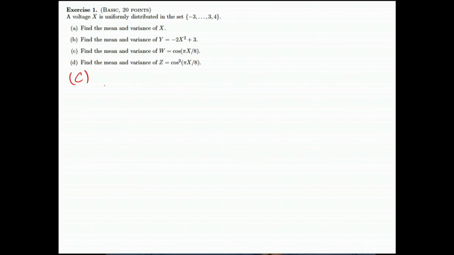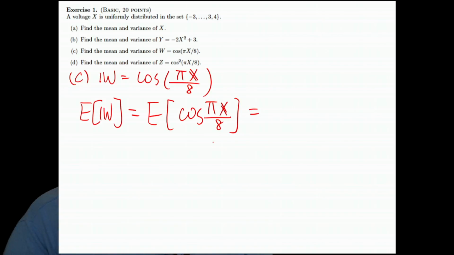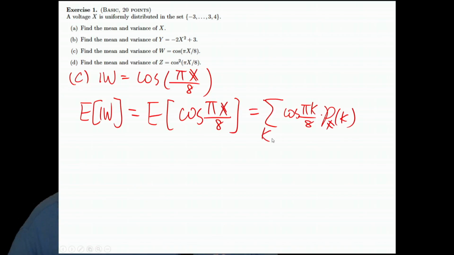Now, the random variable w is cosine pi x divided by 8. We want to find the expectation of w. Since w is cosine pi x over 8, so we plug in pi x over 8. It's a function of a random variable right now, so the expectation of a function of a random variable is the summation of all possible function of outcomes, cosine pi k over 8, times the weighting. Okay, and k is from -3 to 4. So you plug in, finally you get 0.6284.